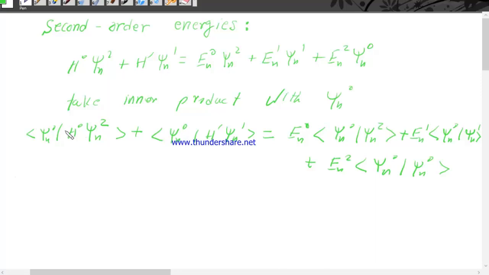Now this inner product is similar to this one, the psi n naught star. We can apply H naught on psi n2, and similarly for this term, this term, and this term. We can write it also this way, so you can remember this term also.